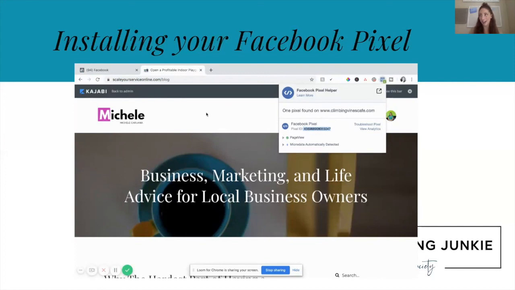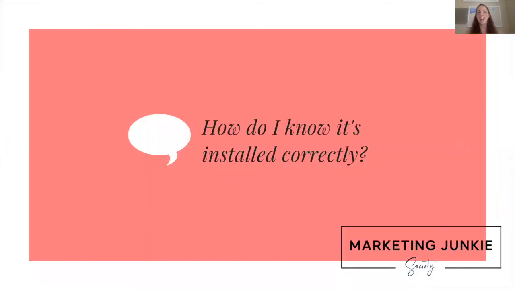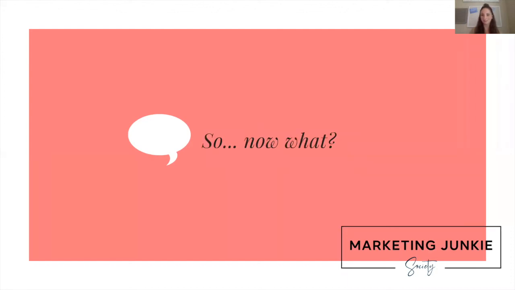and it's firing correctly. So if I were to go to this blog and that Chrome extension did not light up and did not show that there was a Facebook pixel installed, something went wrong, I didn't do it correctly, and I need to go back and make sure I followed all of the steps. All right, so again, as a recap, just Google Facebook Pixel Helper and install the free Chrome extension, and that's how you figure out if you followed all the steps correctly.